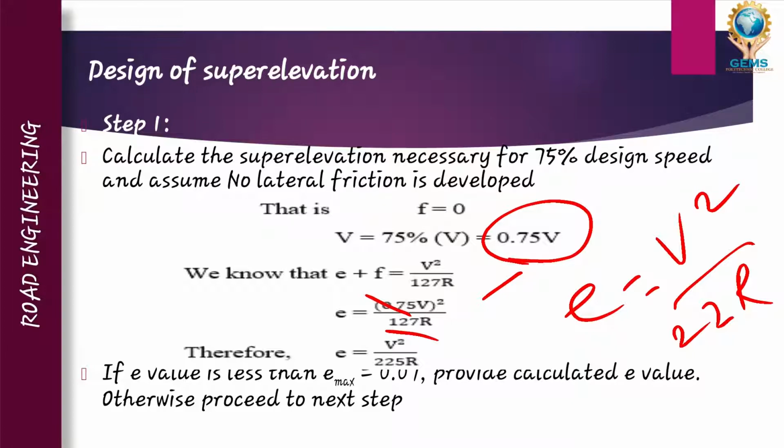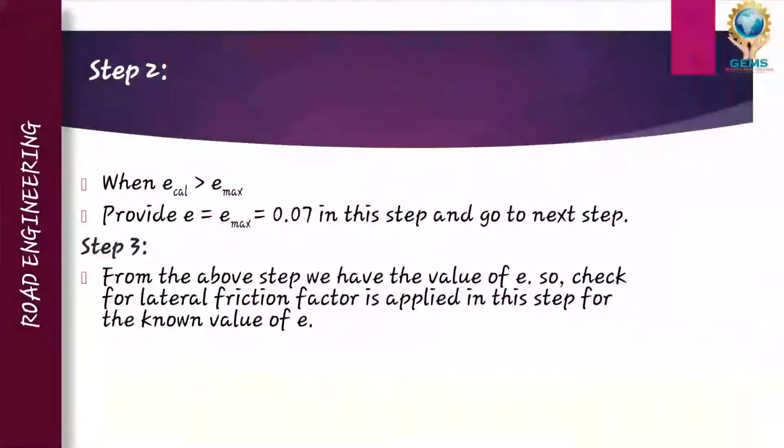If the E max value is provided as 0.07, then we can calculate here. If it is not provided, then we will go to the next step. When the E calculation is greater than E max, then provide E is equal to E max is equal to 0.07, as we have seen in the last step, and the next step will go on. And the third step is, from the above step we should have the value of E. As we know E is 0.07, check the lateral friction force.